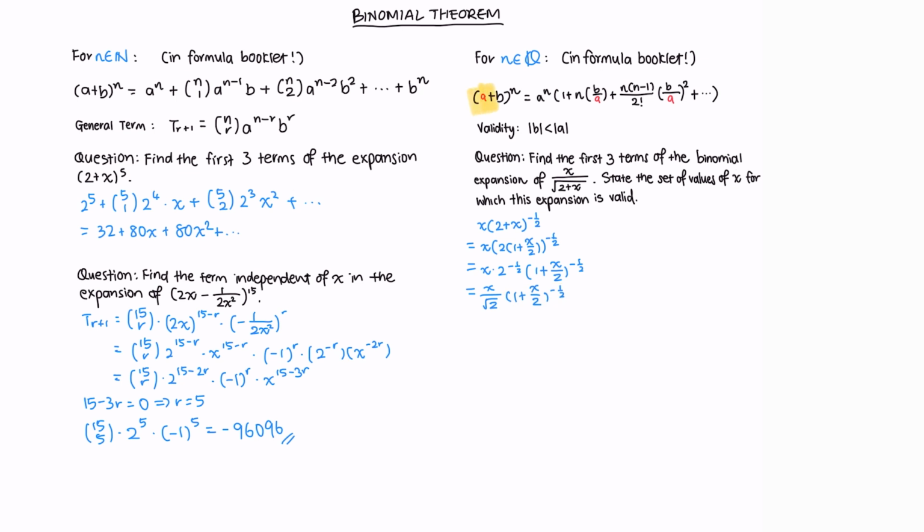See, I highlighted a over here, so you can technically just ignore the a. Okay, so if we ignore the a, we'll just get 1 plus n, in this case n is -1/2, times b over a, or in this case we just do b because a is 1. What is b? b in this case will be x over 2, plus n(n - 1), which is -1/2 times (-1/2 - 1), over 2 factorial, and then b squared.